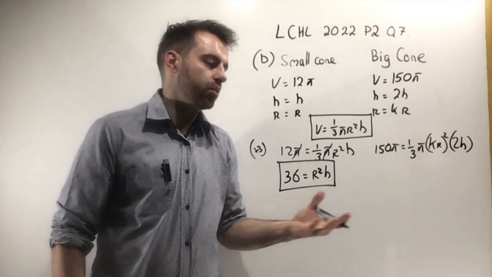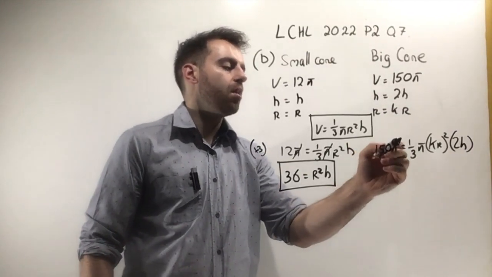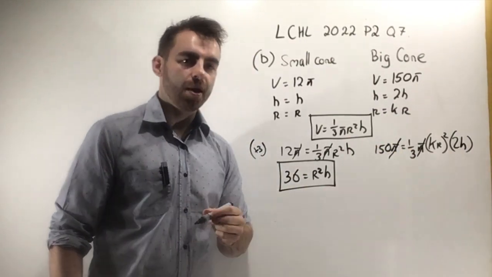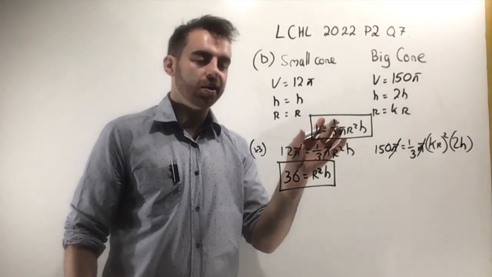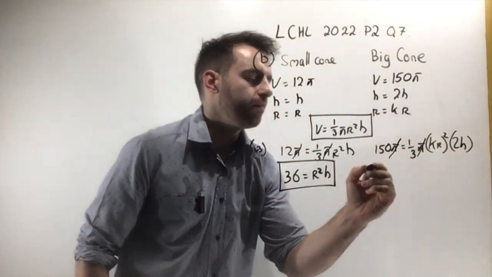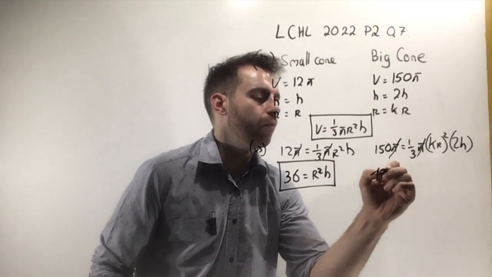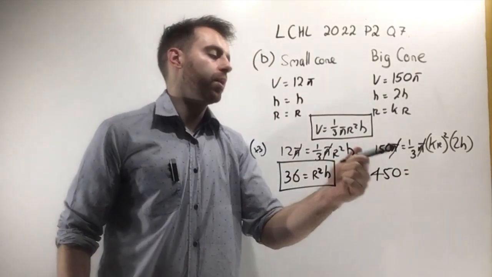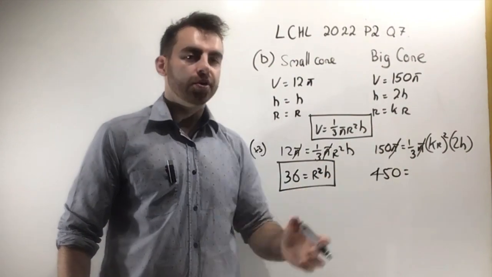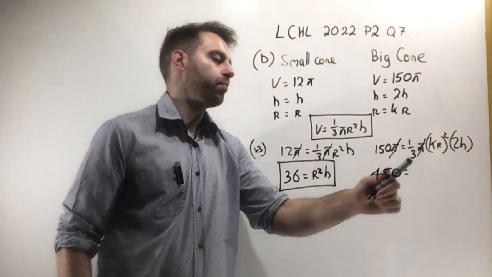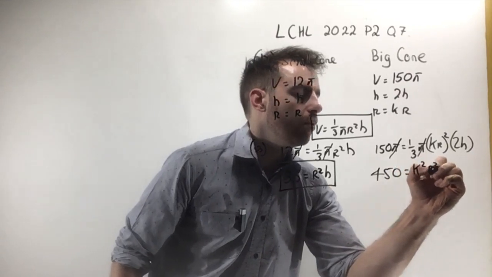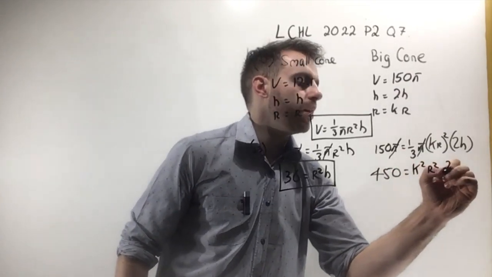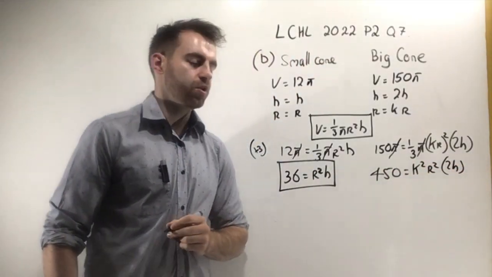So let's just tidy this up and see what happens. First of all, I can cancel out my pi's there. What I'm also going to do on this line is multiply both sides by 3. If you multiply the left by 3, 150 by 3 is 450. If you multiply the right hand side by 3, the 1/3 and the 3 just cancel out. K r squared becomes k squared r squared, and then that's multiplied by 2 times h.